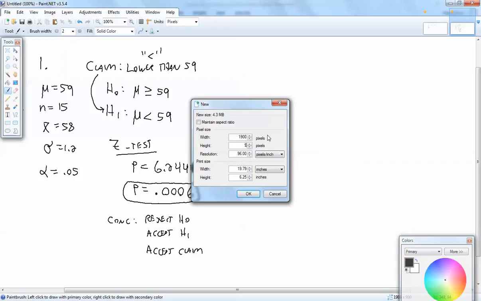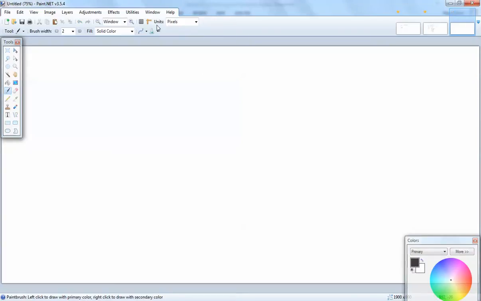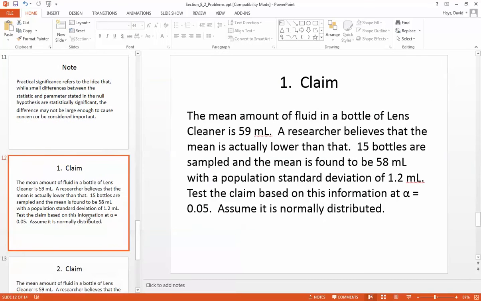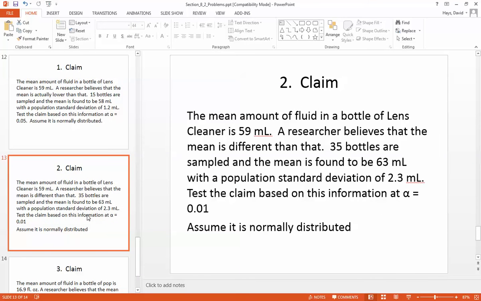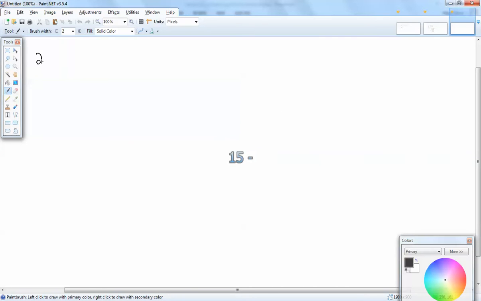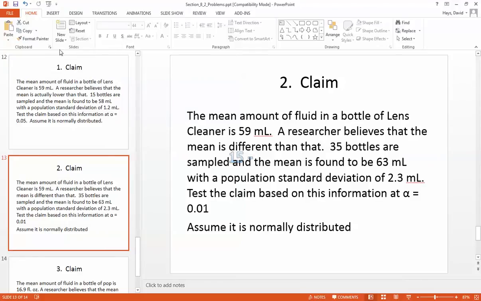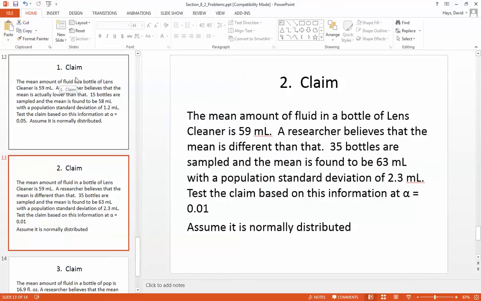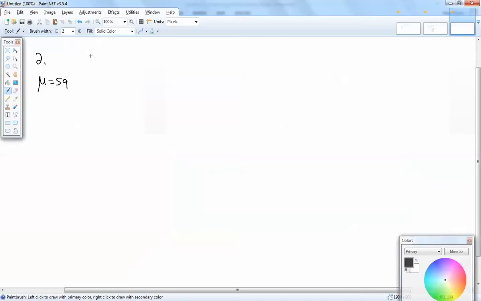Okay, let's look at another problem. Problem number 2. It says the mean amount of fluid in a bottle of lens cleaner is 59. So they're telling us mu is 59. A researcher believes that the mean is different than that. That sounds like our claim. So we think the mean is different than 59.